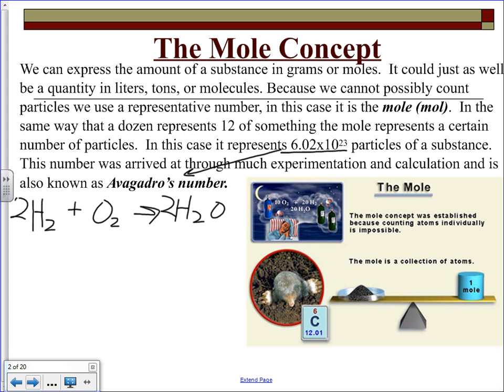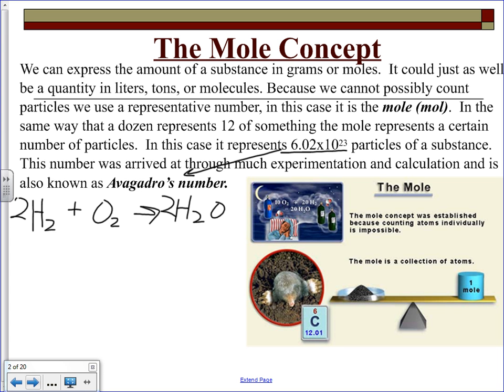Anyway, he arrived at this because he took 1 gram of hydrogen and figured out how many atoms there would be in there. He knew the mass of a proton approximately, knew the mass of an electron approximately, added those together, and that's the mass of 1 atom. It's an incredibly small number. He took 1 gram, divided it by that number, and lo and behold, he gets that there's 6.02 times 10 to the 23 atoms of hydrogen in 1 gram. So that's where all this comes from.